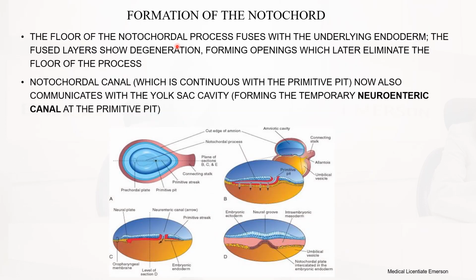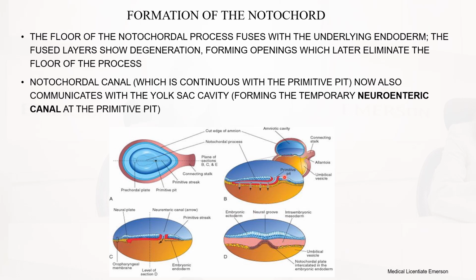Then the floor of the notochordal process fuses with the underlying endoderm. Then the fused layers show degeneration, forming openings which later eliminate the floor of the process. Then the notochordal canal, which is continuous with the primitive pit, now also communicates with the yolk sac, forming the temporary neuroenteric canal at the primitive pit.